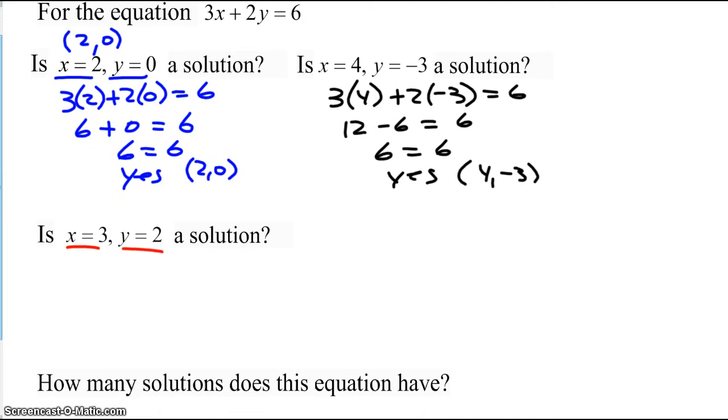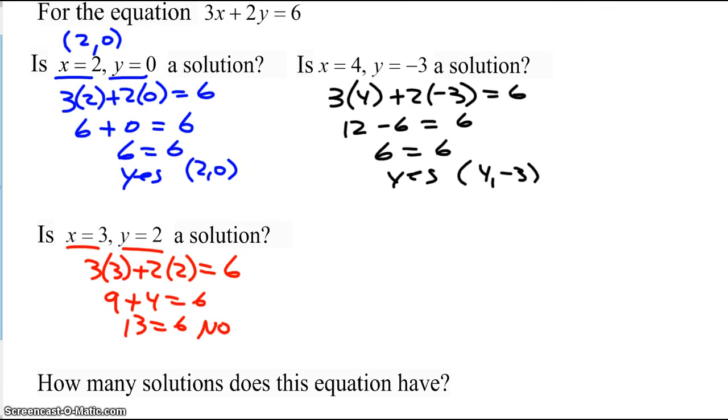X is 3, y is 2. 3 times x plus 2 times y equals 6. That's going to be 9 plus 4. 13 equals 6. Actually, so that one's no. This particular combination didn't work.